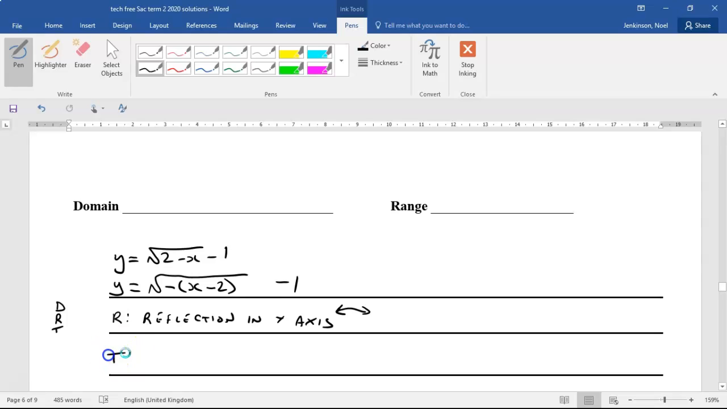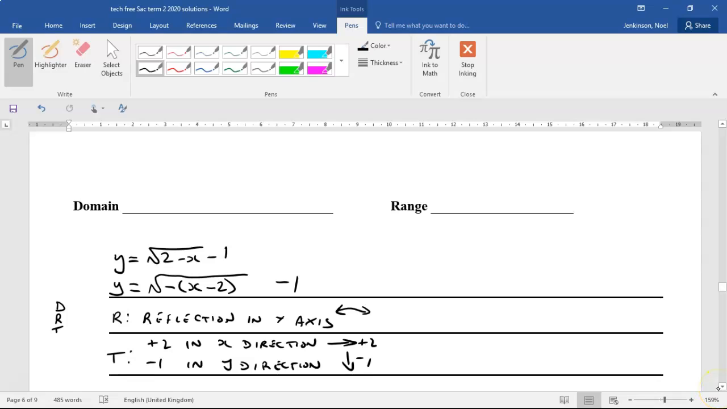In terms of our translations, we've got 2. It's plus 2 in x direction, or plus 2 horizontally. That's opposite to the sign of the bracket, and it's negative 1 in y direction, or negative 1 vertically.